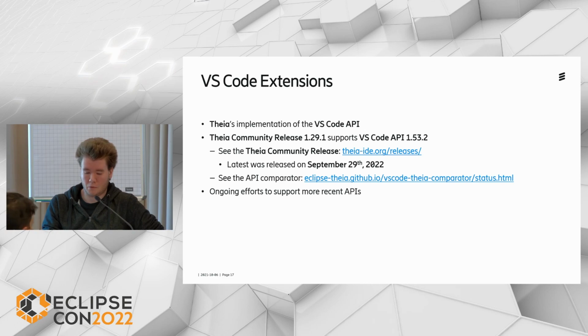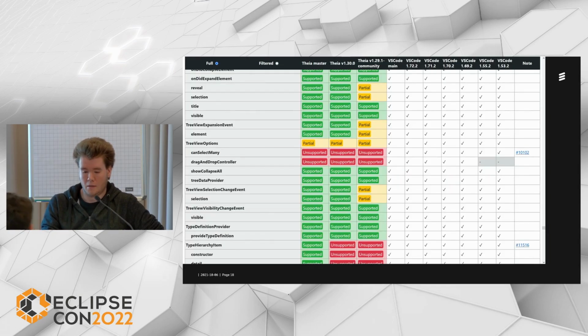And in order to help also making the choice and understanding what is available for you to use from the VS Code API in Theia, we developed something called the API comparator. If you go on this page, you will be able to see every single API point that you may want to use from the VS Code API, when it was contributed to the VS Code API, and which version of Theia supports it.